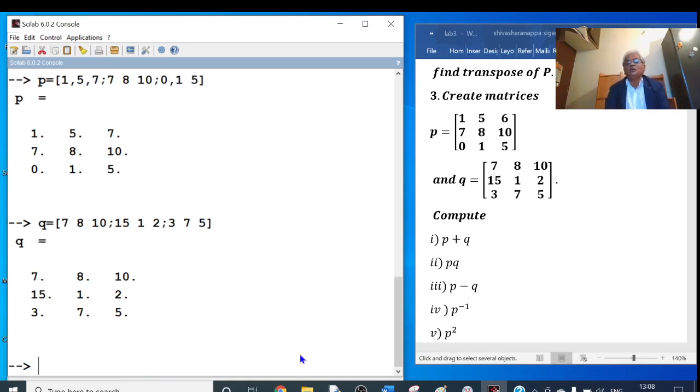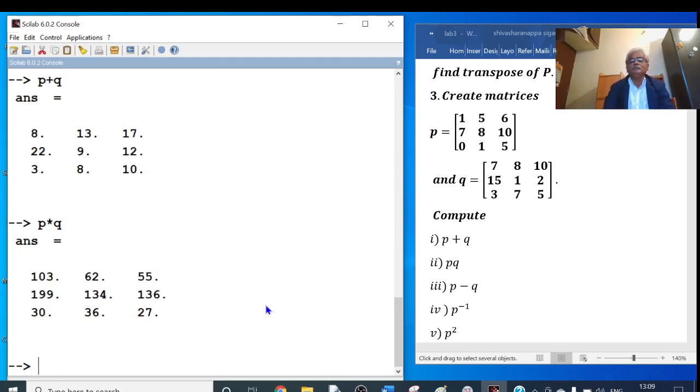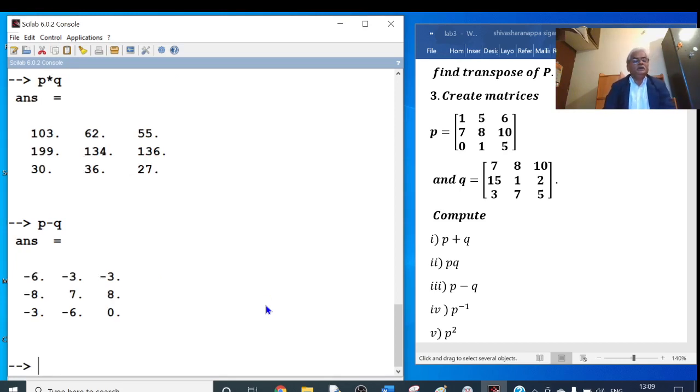Now we need to find P plus Q, P minus Q, like this. First, just type P plus Q. This adds these two matrices. Press enter. I am getting P plus Q. P into Q: P, star here, Q. Enter. Okay. P minus Q: P minus Q. This is P minus Q.